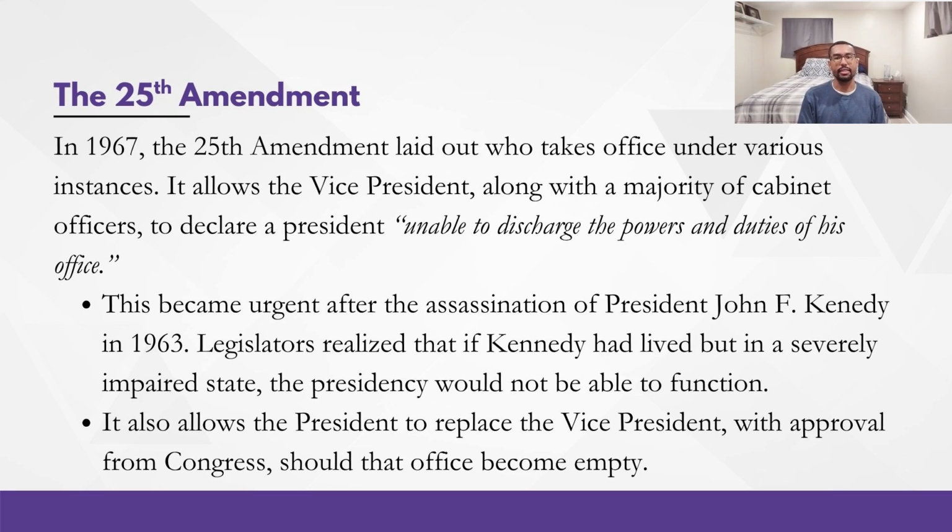In 1967, the 25th Amendment laid out who takes office under various instances. It allows the vice president, along with the majority of cabinet officers, to declare a president unable to discharge the powers and duties of his office. This became urgent after the assassination of President John F. Kennedy in 1963. Legislators realized that if Kennedy had lived, but in a severely impaired state, the presidency would not be able to function. It also allows the president to replace the vice president with approval from Congress, should that office become empty.